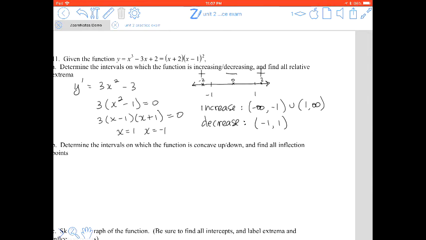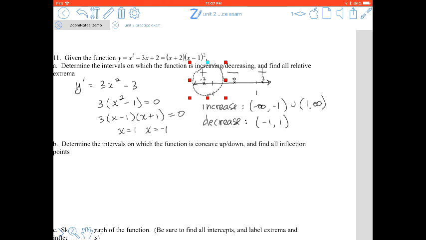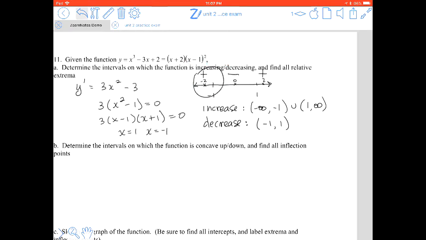We can use the same test here, the first derivative test. Right here we switch from increasing to decreasing. That means the function increases to a high point and then decreases after that. So we know that there's a relative max when x equals -1, and then there's a relative min when x equals +1.